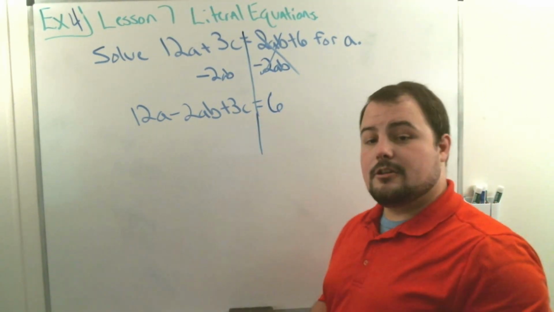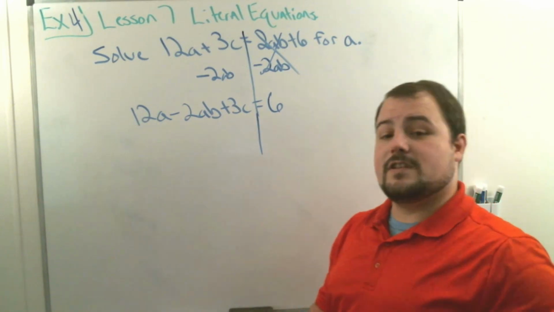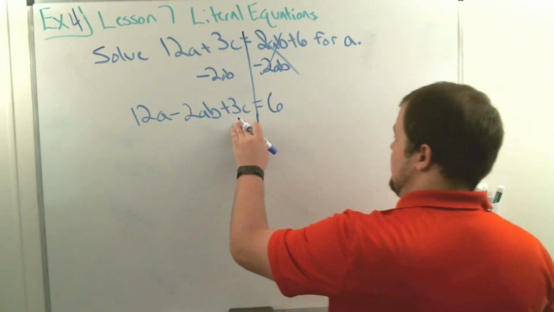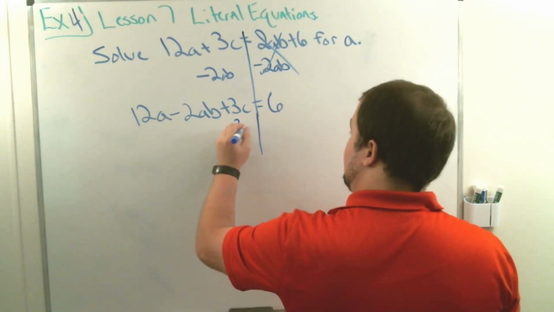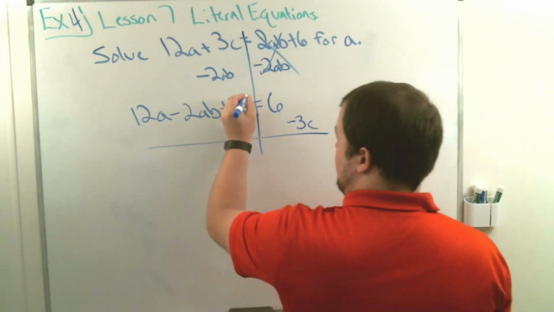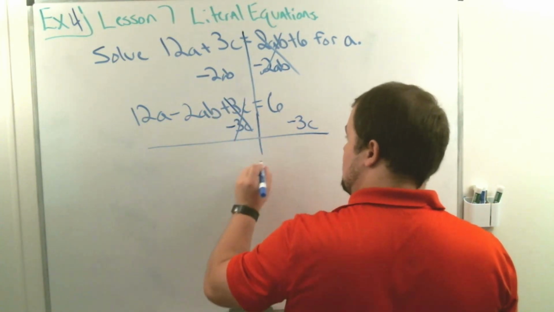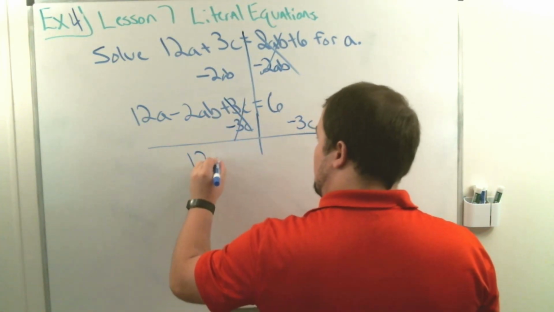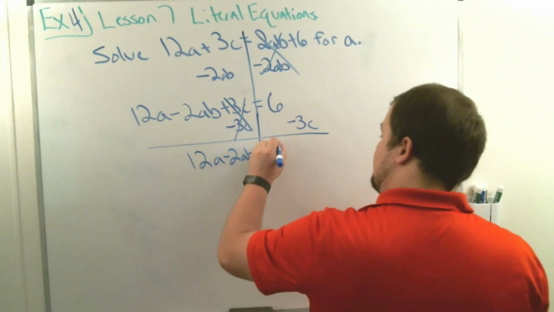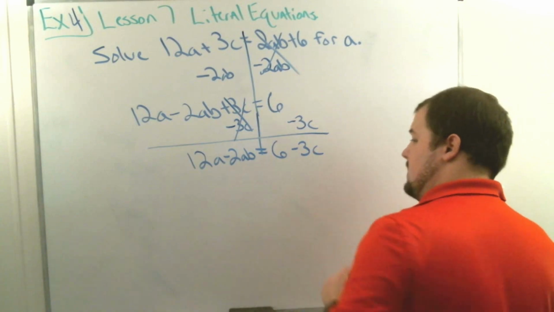So already, looking at this, we've got A on the left side. We're going to get rid of the number that doesn't have the variable. So this number doesn't have the variable. We're going to get rid of it by subtracting it. And we subtract it on the other side. 3 C's minus 3 C's, no C's. So now we have 12A minus 2AB equals 6 minus 3C.